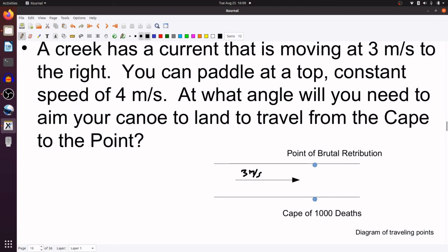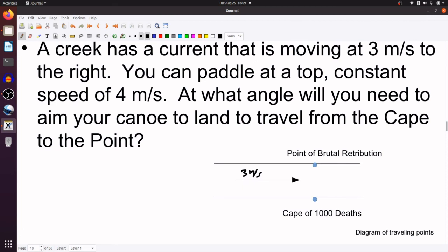I'm exaggerating with the names here, but some of the capes and points have some pretty interesting names that signify, oh, this is an area of death, we should stay away. And I kind of took it probably too extreme, but it's what I came up with when I was making the problem.